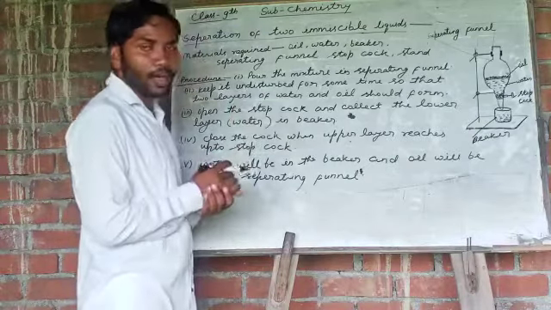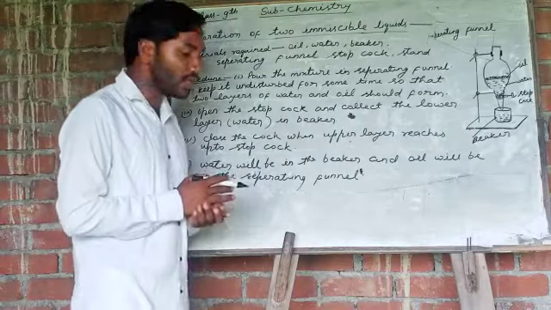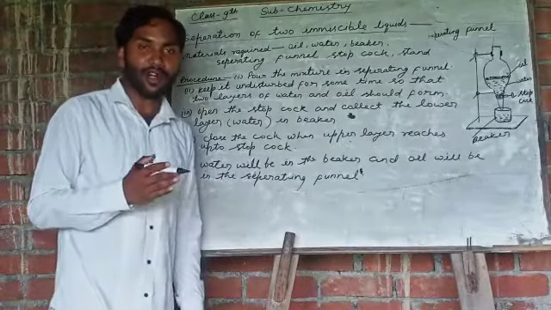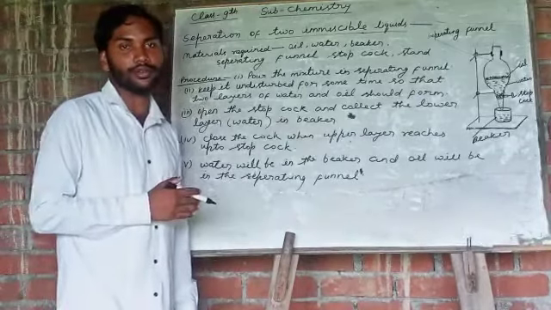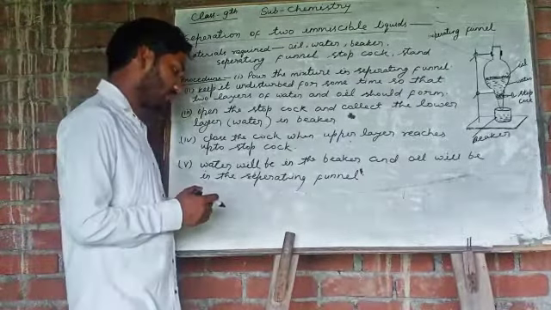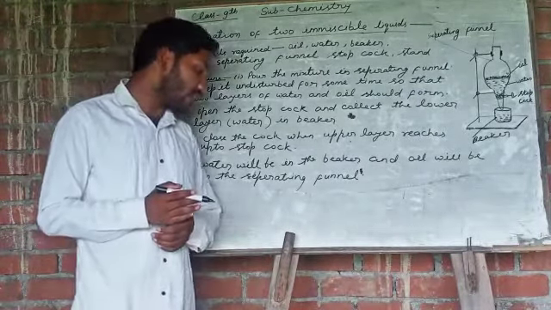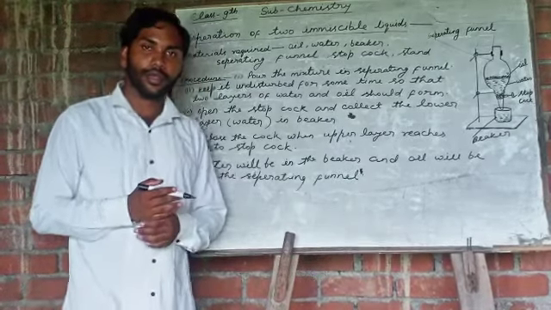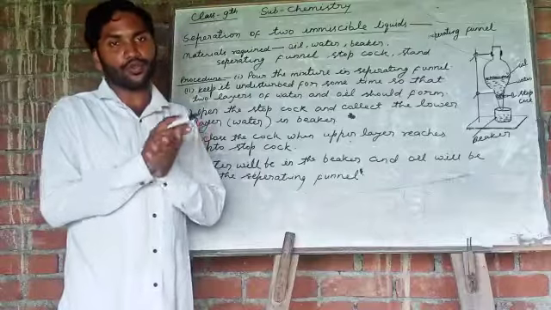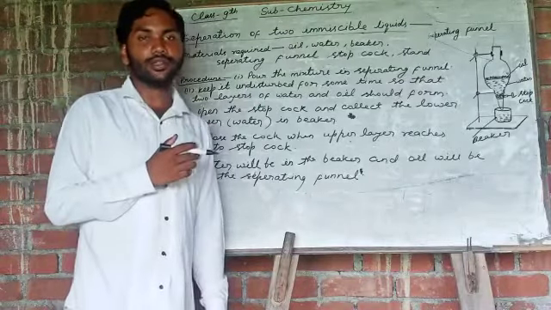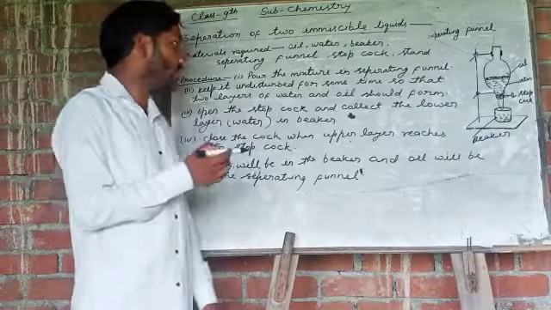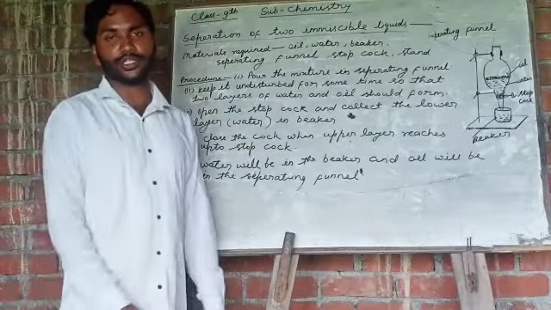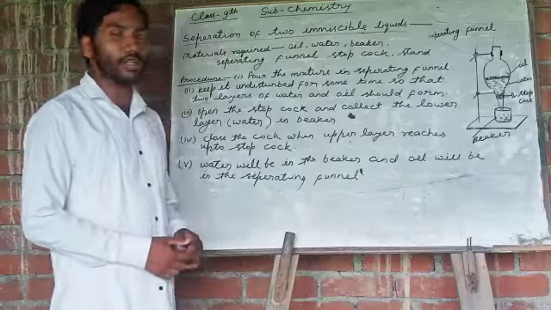So what are the applications of the separating funnel? It is used to separate water and oil from each other. In the extraction of iron from its ore, means from iron ore we can get iron by the separating funnel method. So these are some uses of the separating funnel for today.